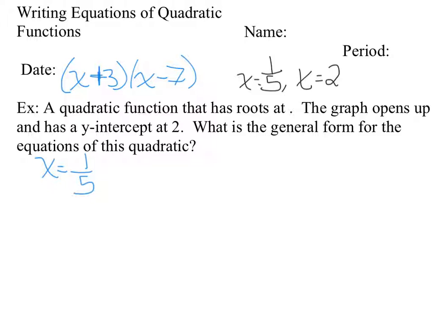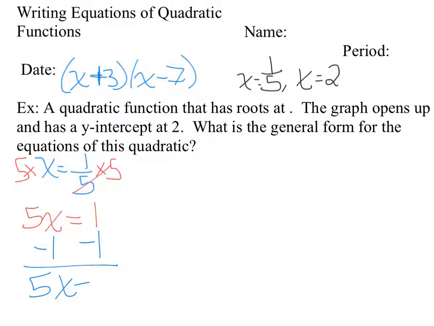Since we're dividing by 5, you're going to multiply 5 on both sides. Okay, so we're going to multiply by 5 and multiply by 5. So that gives me 5x. These cancel out, and it's going to equal 1. Then you want it to equal 0, so we're going to subtract 1 from both sides. So that gives me 5x minus 1 equals 0. This is one of my factors, okay?